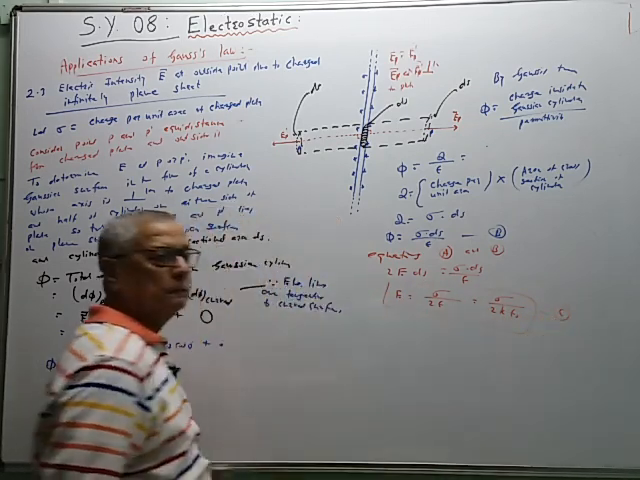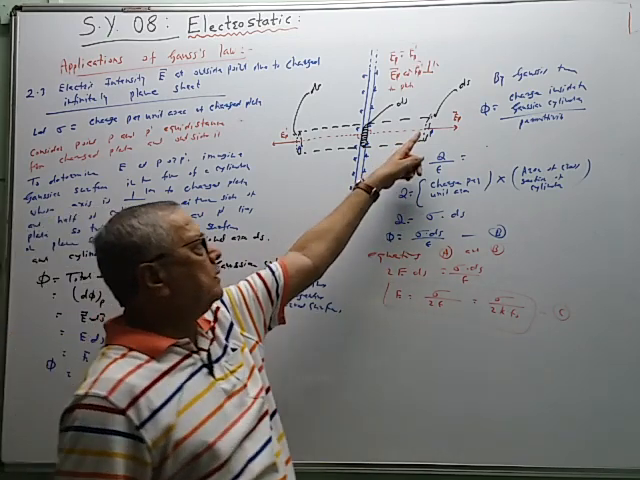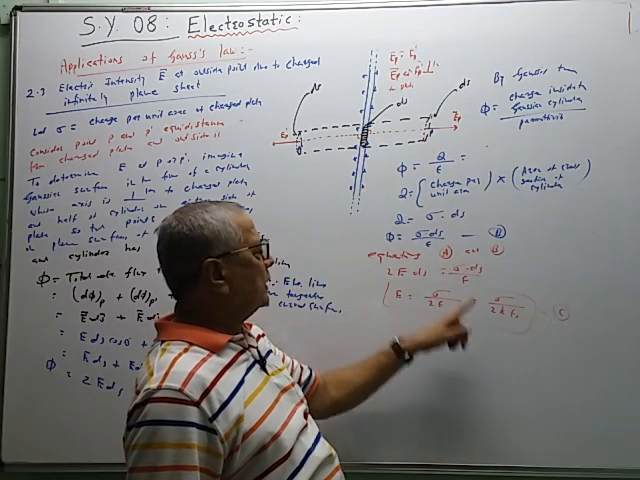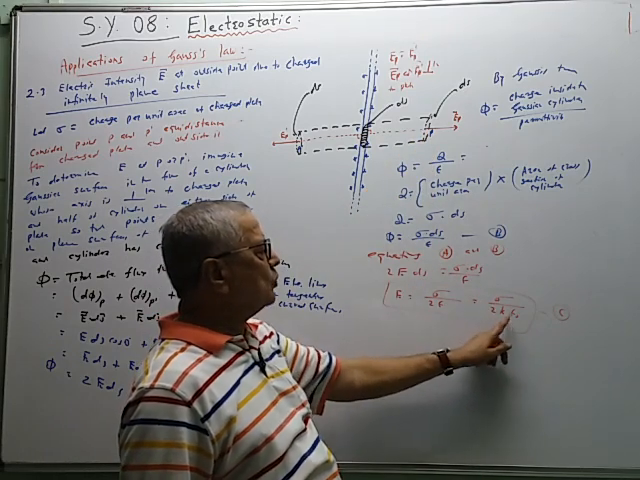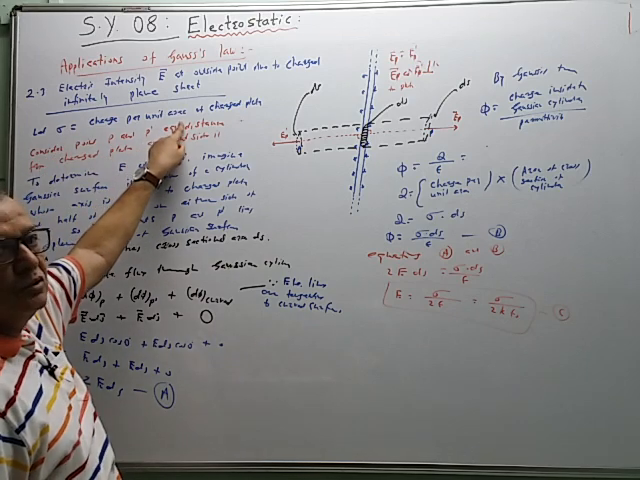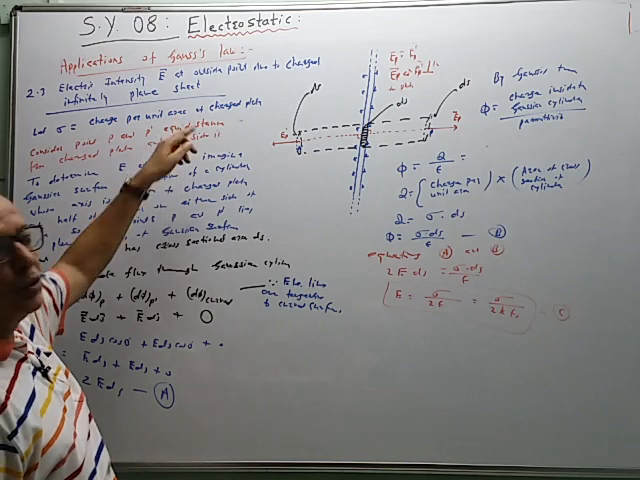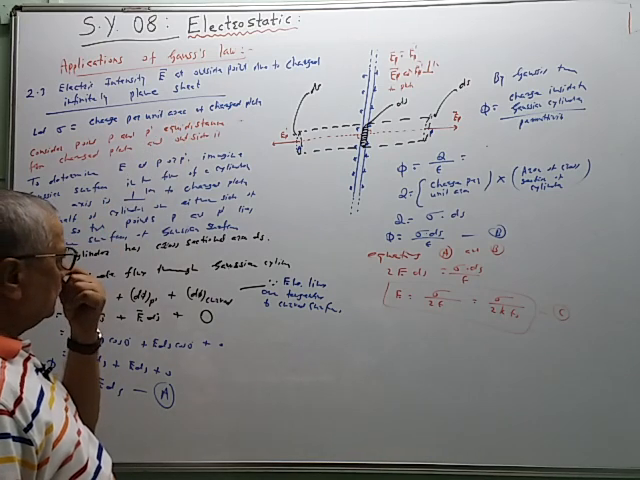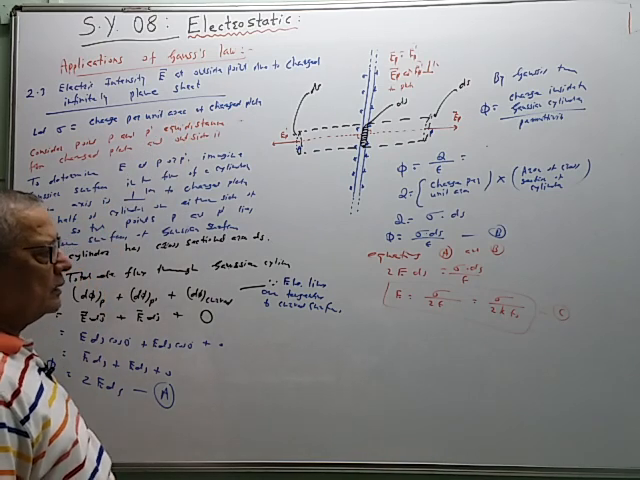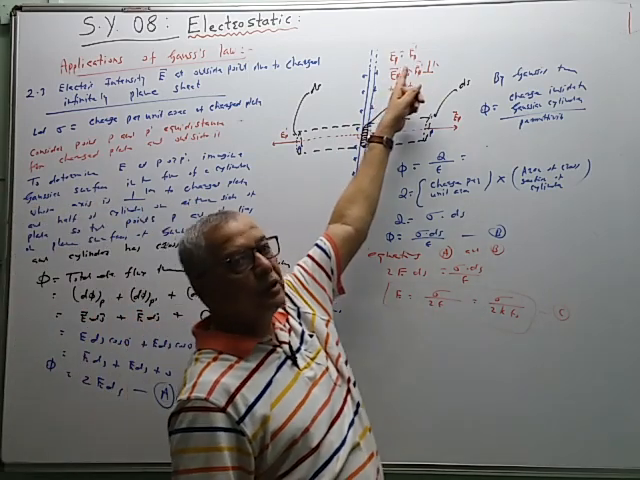This is equation 2. The magnitude of the intensity at point P is sigma upon 2 k epsilon, where sigma is the surface charge density, or the charge per area. Coulomb per meter square is its unit. This is the magnitude, and the direction we already know.